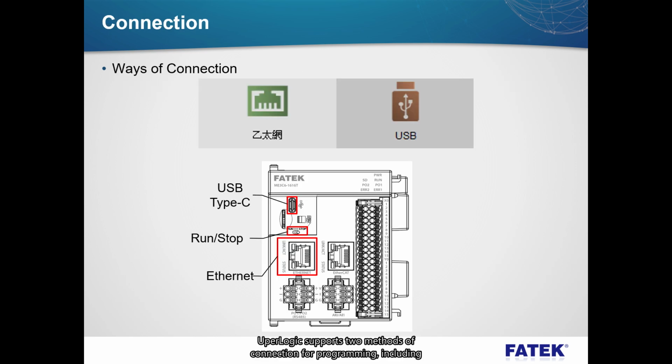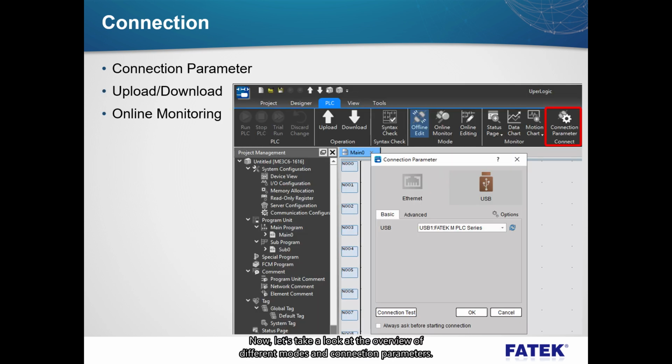UperLogic supports two methods of connection for programming, including USB Type-C and Ethernet RJ45. PLC provides a toggle switch of run and stop, which allows change of work mode without software. Now, let's take a look at the overview of different modes and connection parameters.